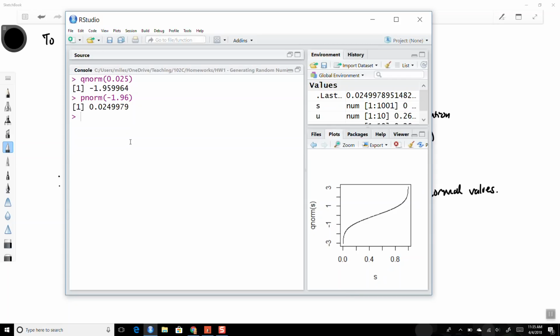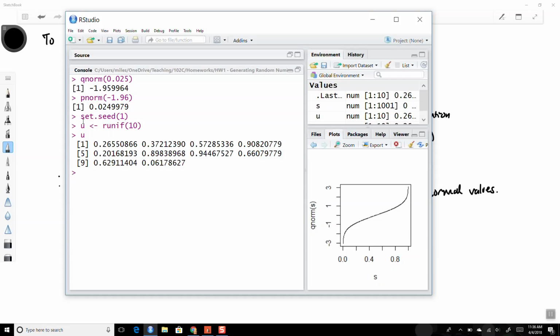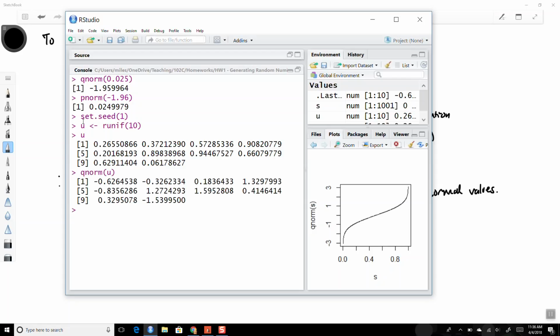Here's a plot of qnorm, right? This is the inverse CDF. So if I do set.seed(1), and I say u is going to be runif(10), here are 10 random values from runif. If I plug those in, qnorm of u, I get these values here. And these values are random values according to the normal distribution.